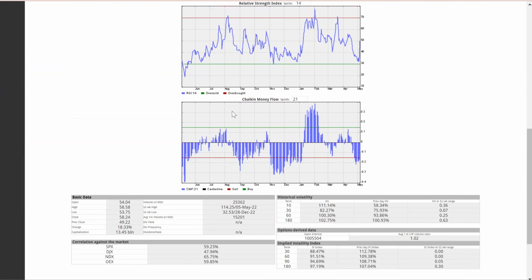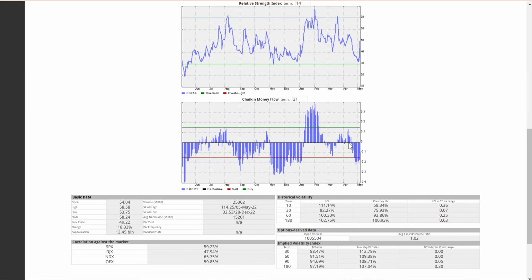If we go to the Chaikin money flow, you can see Coinbase had this huge bullish move to start the year, January and February, while Bitcoin and Ethereum were crushing it. And then it got hit with some regulatory issues.